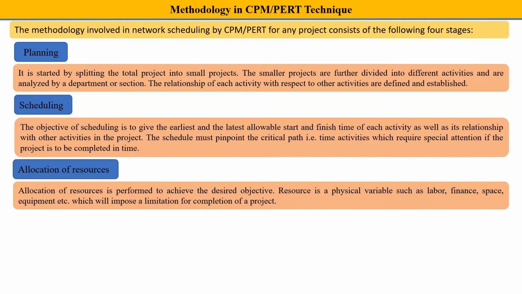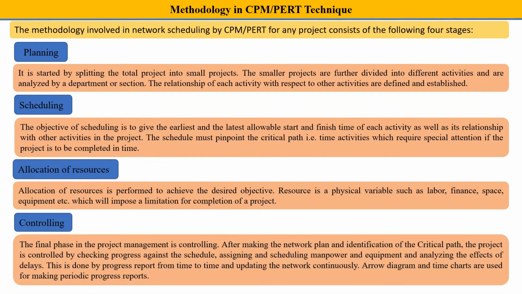Then allocation of resources. Allocation of resources is performed to achieve the desired objective. A resource is a physical variable such as labor, finance, space, equipment, etc., which will impose a limitation on the completion of the project. Okay, so that means, for example, if I want to do even a single task, I want resources: human power or money or time that will provide me an opportunity to complete the task.